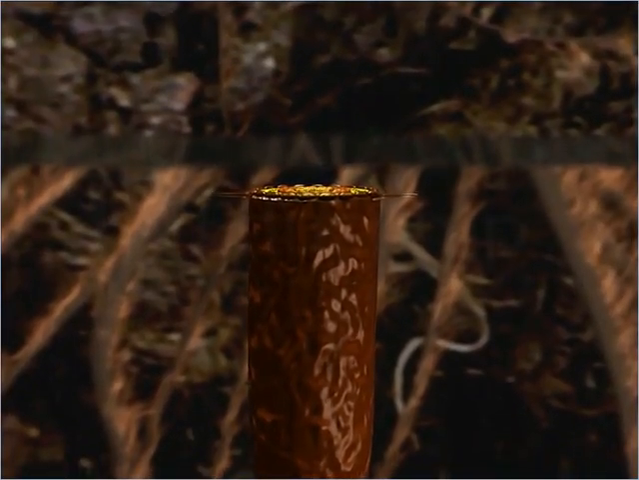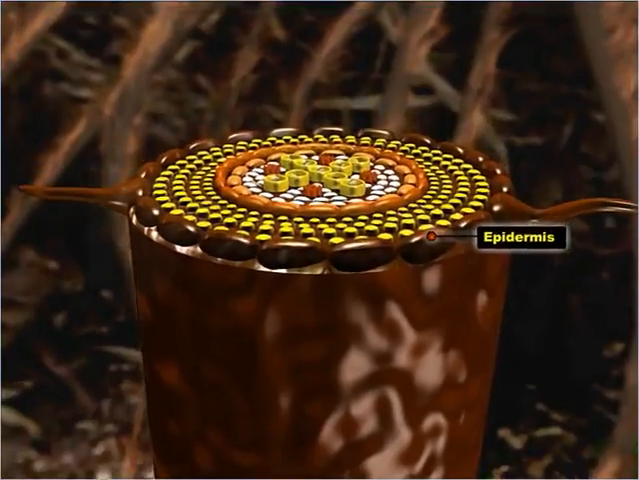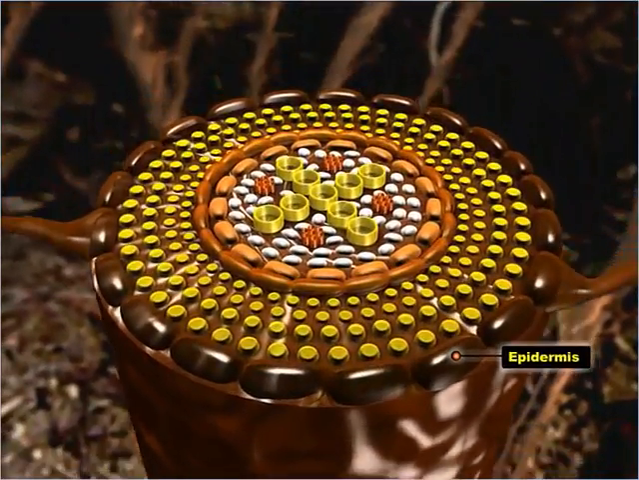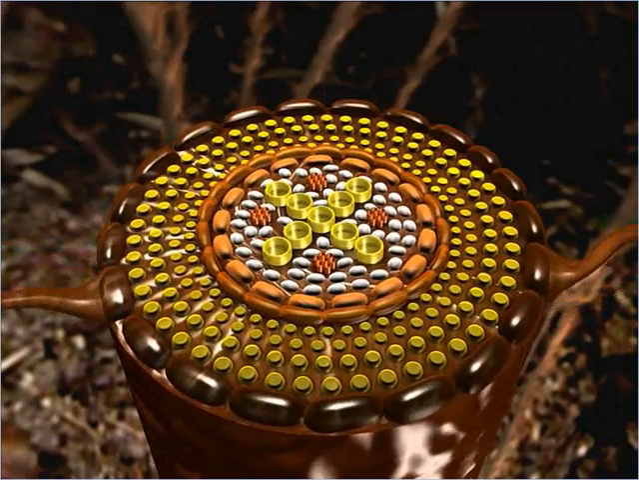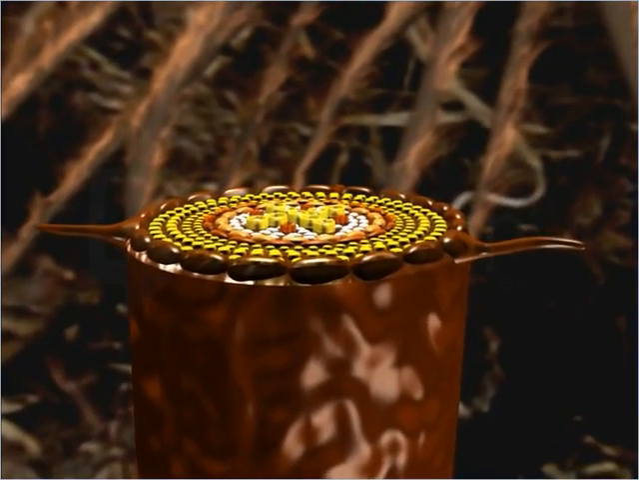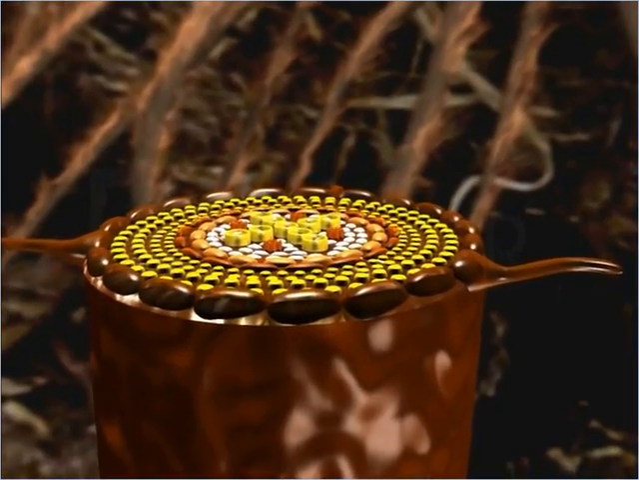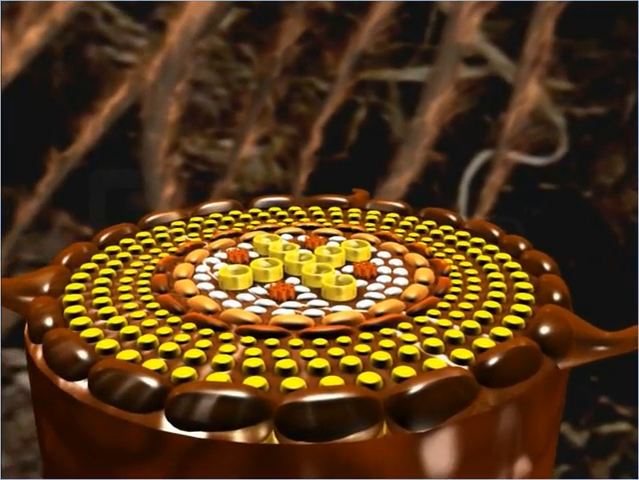Now let's first learn about the outermost layer of the root, epidermis. The epidermis acts as a protective covering for the root. It is composed of a single row of thin-walled parenchymatous cells. The parenchymatous cells give rise to unicellular hair-like structures known as the root hairs.